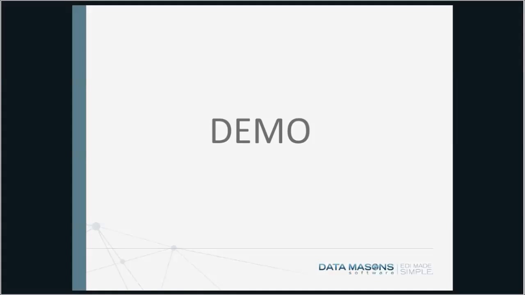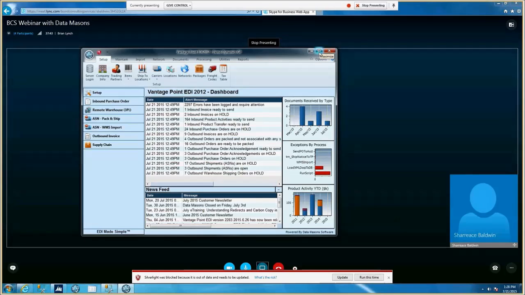So with that, we've got a few minutes here before we open up to Q&A. So what I'm going to do is go ahead and present the desktop here, and we're just going to show basically the Dynamics system. And so here on the screen, I now have opened up Vantage Point 2012. And so this is the client that we potentially would be using to interact with.